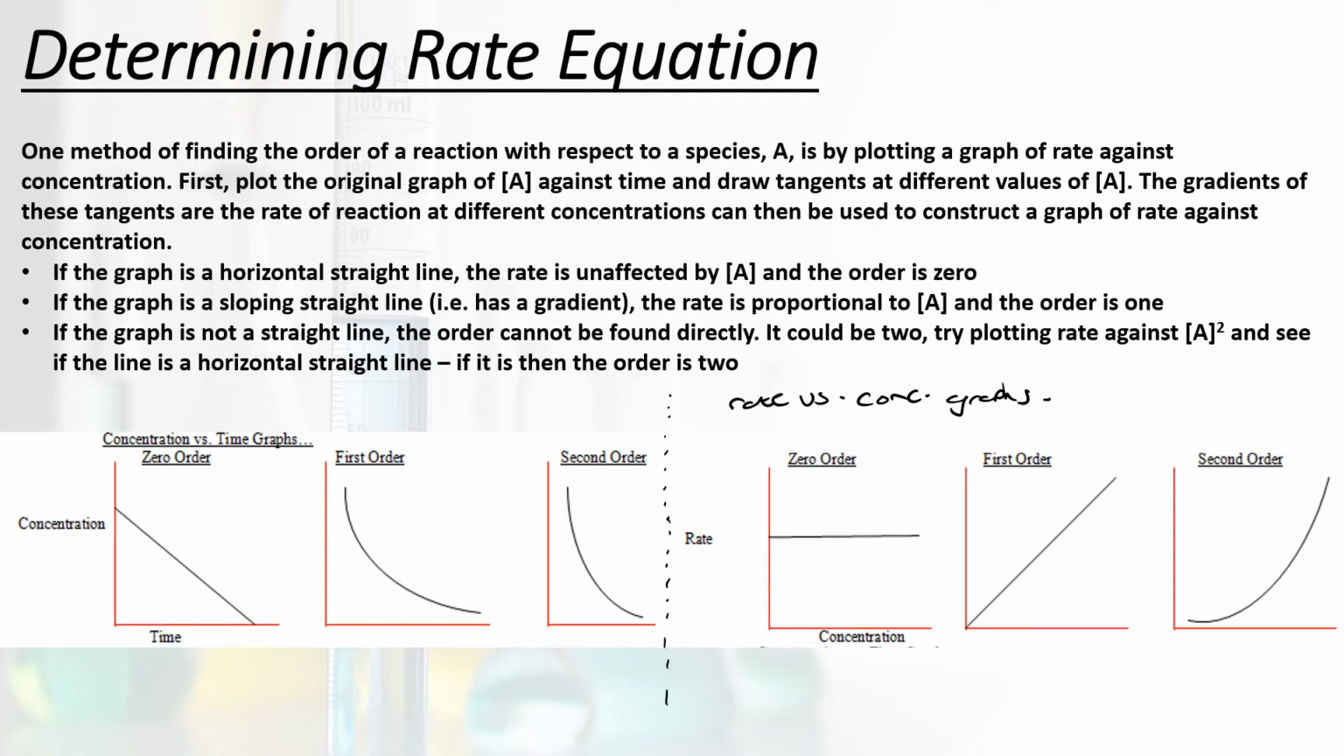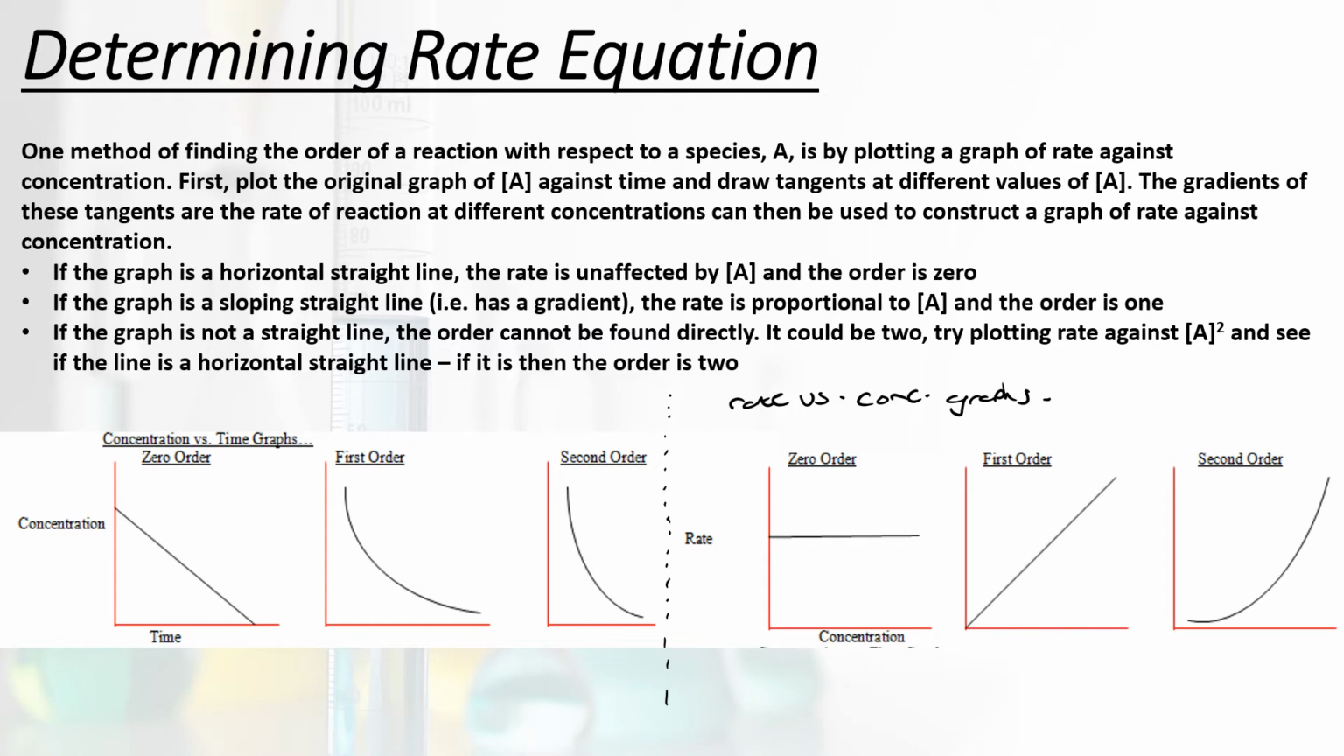And so what we're going to do in order to find the rate of this, remember, if we have a concentration time graph, to find the instantaneous rate at a point, we draw tangents. And so we're going to draw tangents at different values of A, and the gradients of these tangents will be the rate of reaction at different concentrations.